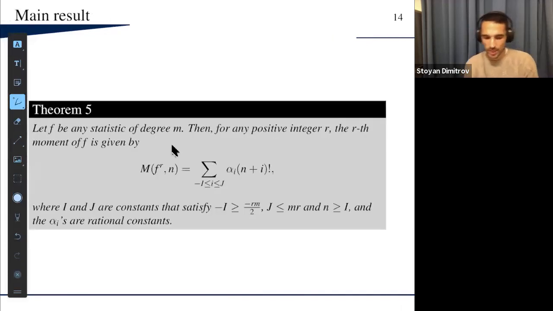Okay, so using this lemma and the calculation on the previous slide, I can prove this main result, which is that the higher moments of any given statistic can be written in this form as shifted factorials, basically a linear combination of such shifted factorials with constant coefficients.